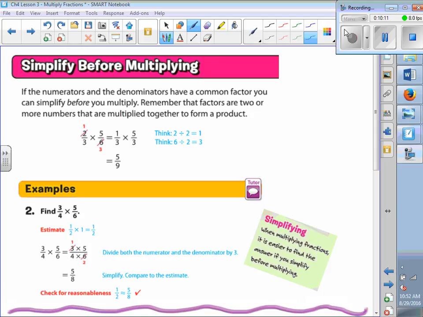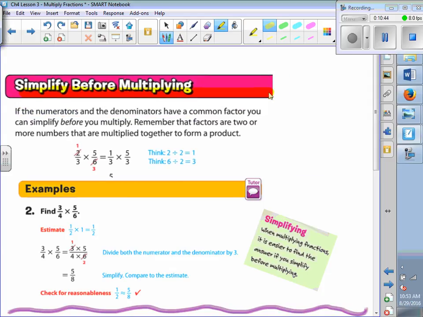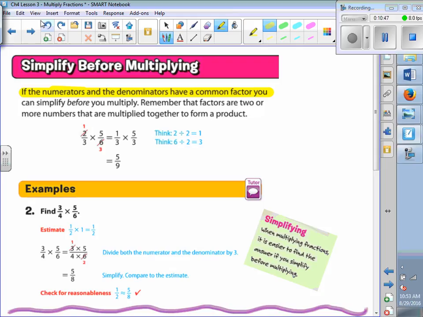All right, now, in the previous example, we multiplied and simplified at the end. In this example, we're going to simplify before we multiply, okay? And you can do that if the numerators and denominators have a common factor that you can simplify out. So if the numerator and the denominators have a common factor you can simplify, then you'll do that before you multiply straight across.